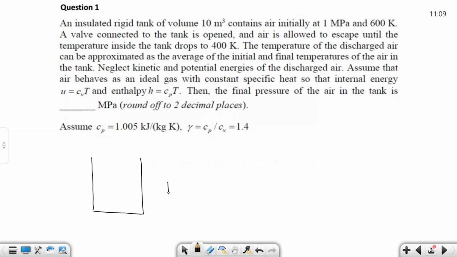So the initial pressure Pi is 1 MPa, and the initial temperature Ti is 600 Kelvin.